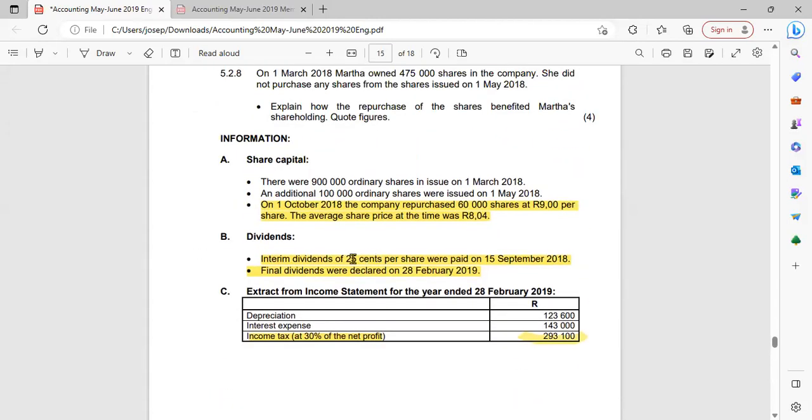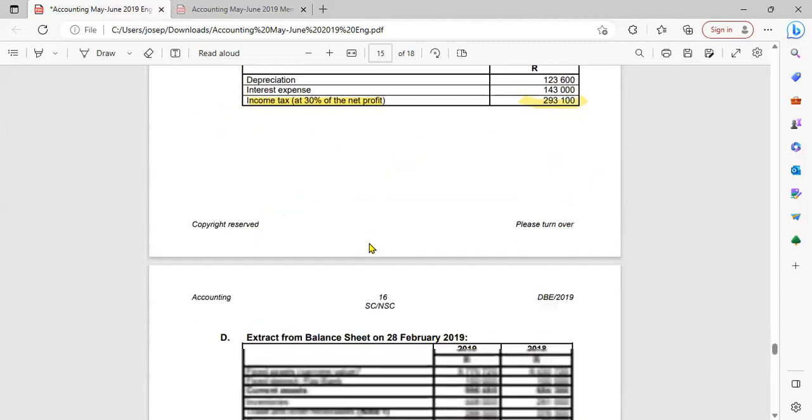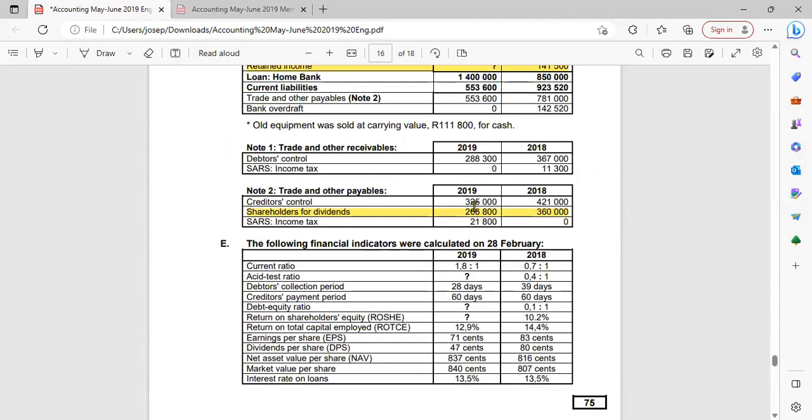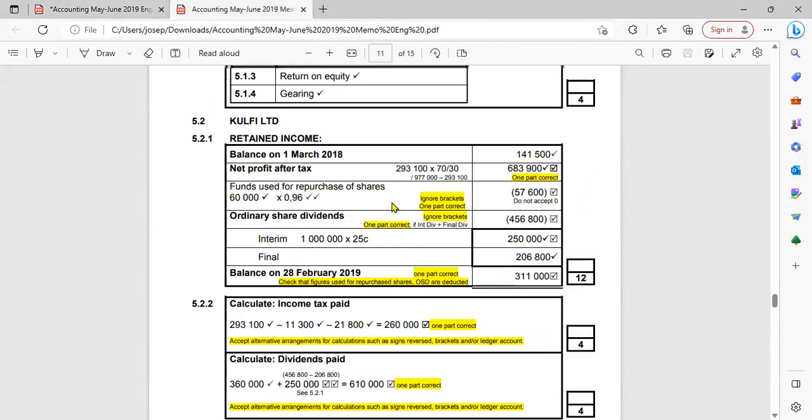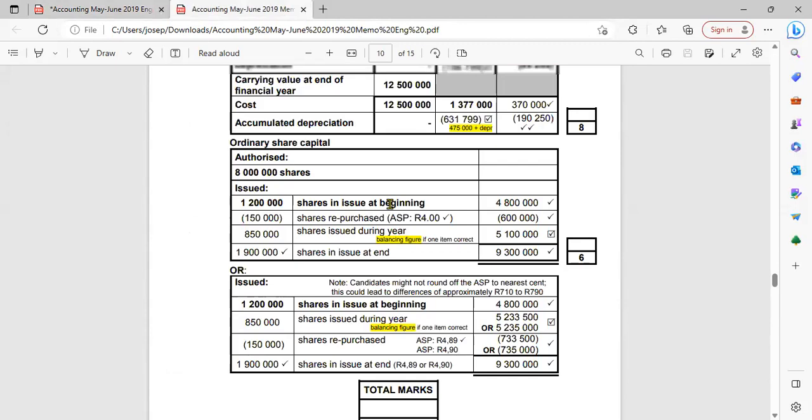Okay, so let me see. 206,800. So now I'm going to share my marking guideline. We're going to start with this one. Rule of ordinary share capital from question 4.